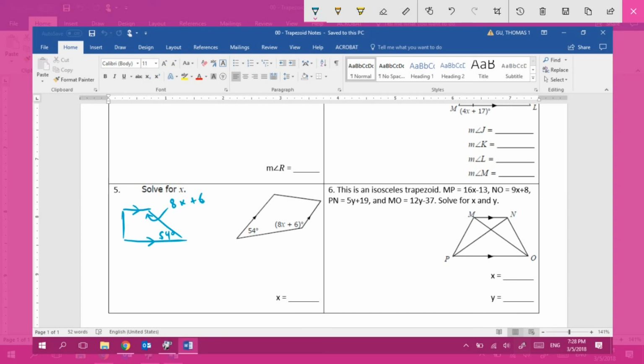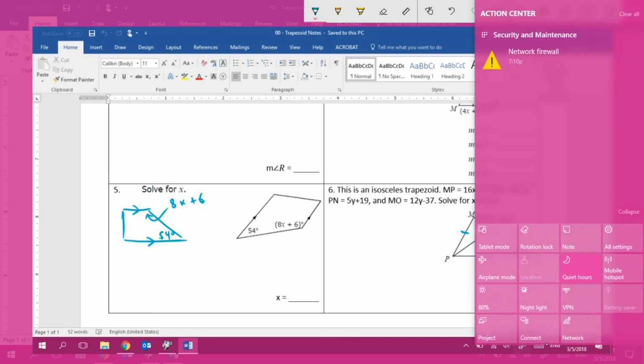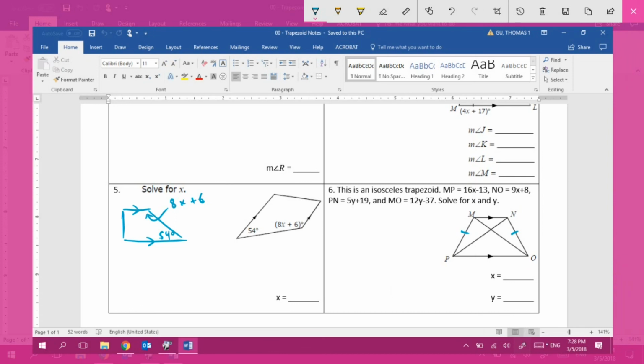Okay? And then looking at number 6. Number 6 is an isosceles trapezoid. What does that mean? That means MP is congruent to NO. And the base angles are also congruent. Let's see all the information they gave us and see what we're looking for. MP over here is 16x minus 13. NO is 9x plus 8.